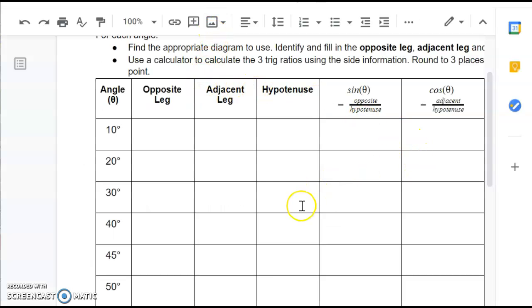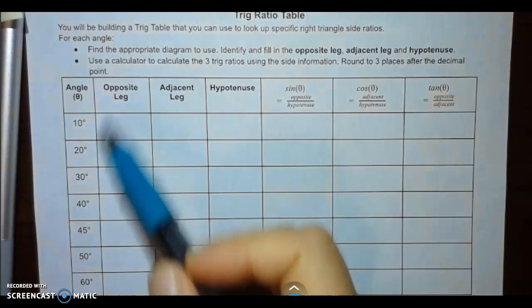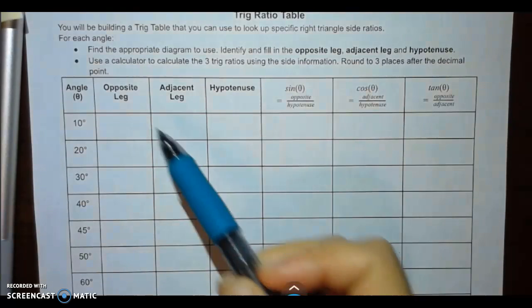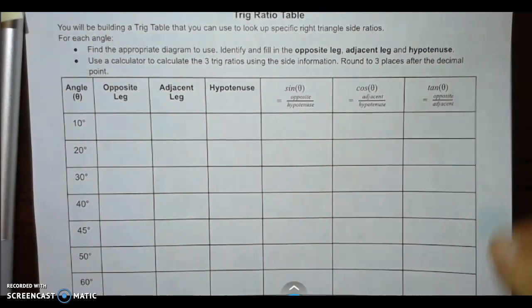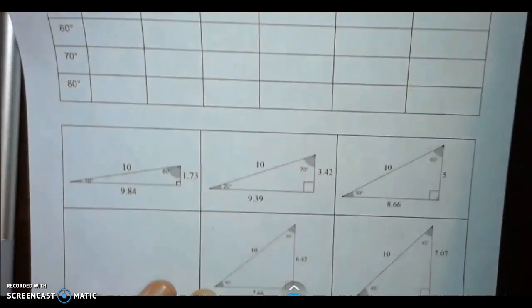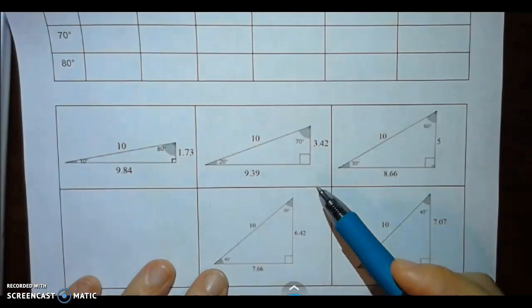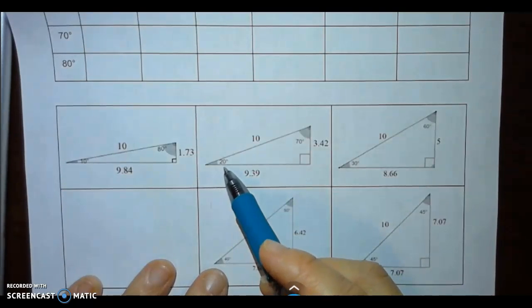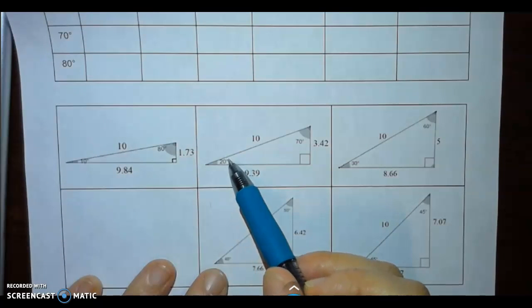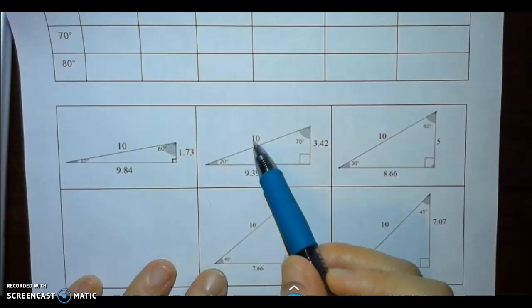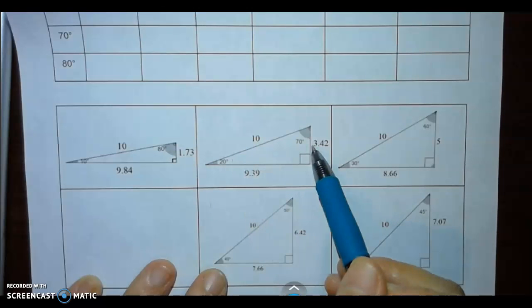So this document should look like this. You're filling in the table and you're getting the ratios from the triangles at the bottom that are already filled out for you. So we're going to do the 20 degrees triangle. When you see the 20, 70, 90 degree triangle, for 20 degrees, we're going to find the hypotenuse to be 10, the opposite leg from 20 degrees is 3.42.